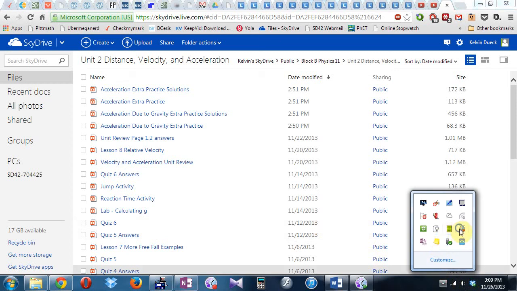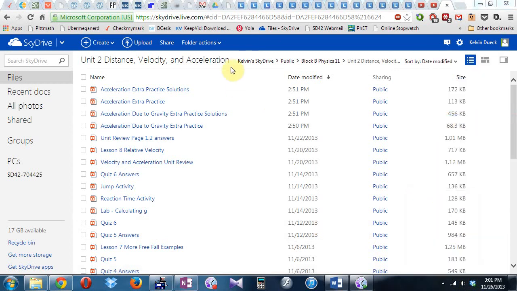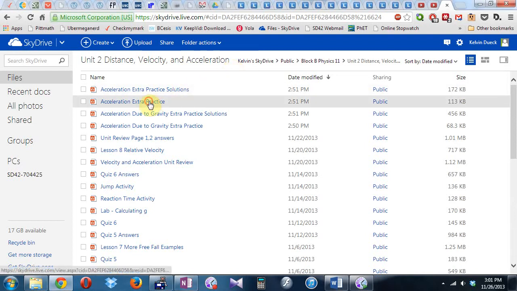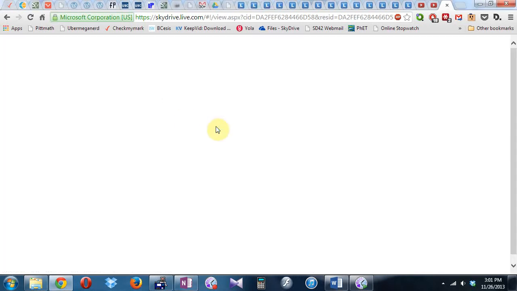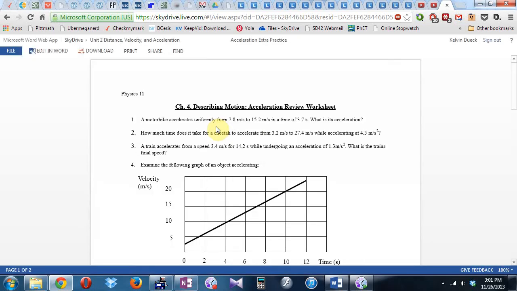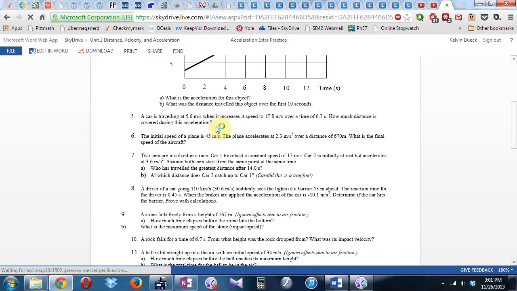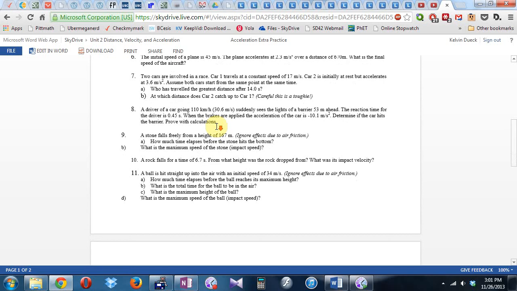So if you go to my website, PitMath, click here for today's notes, click on block B or block G, whichever your physics block is. This one here, acceleration extra practice. I glanced at this in a hurry. I think every question here looks like it's good and it's fair game.